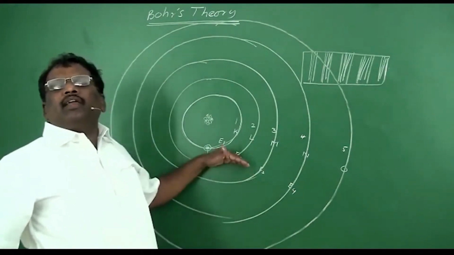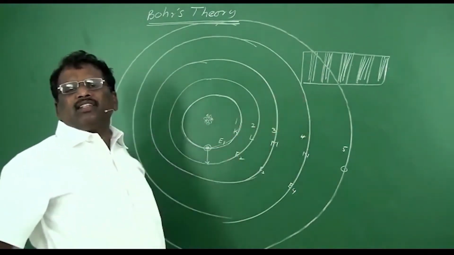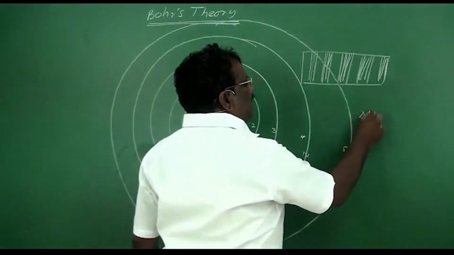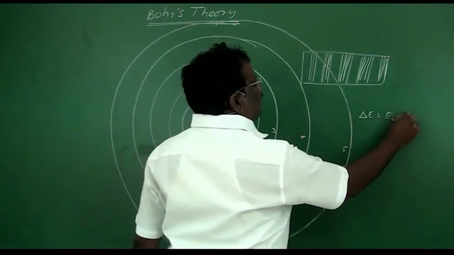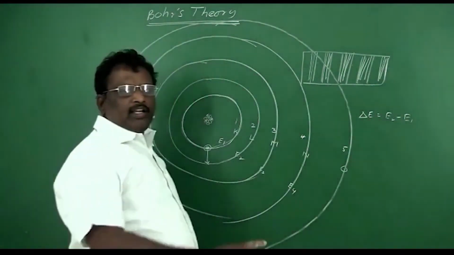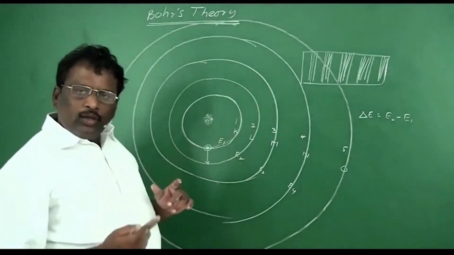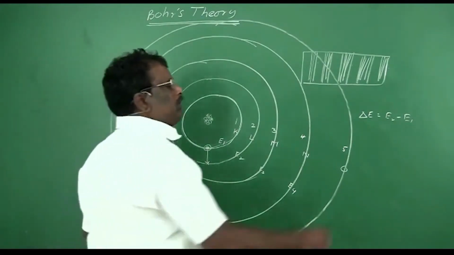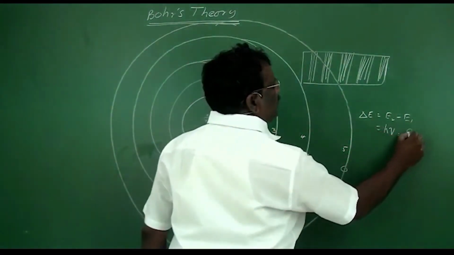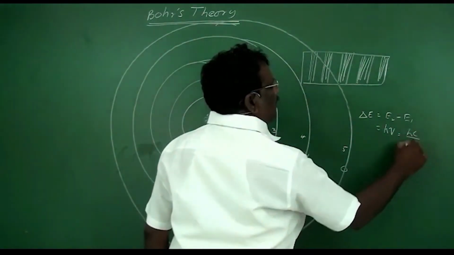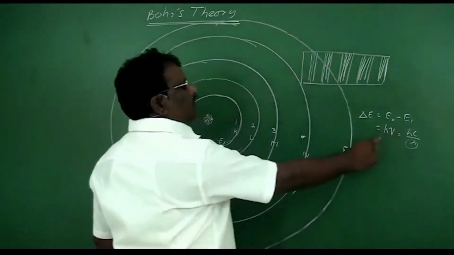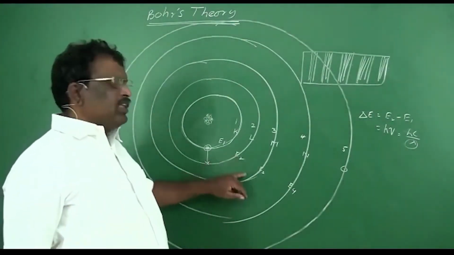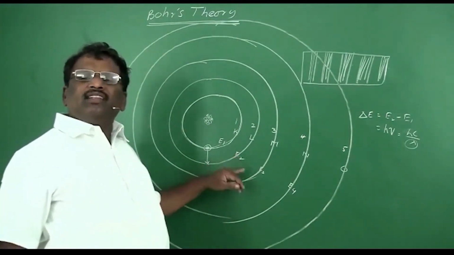When they come down to the ground level, they emit energy. That energy is delta E, and this delta E is equal to E2 minus E1, that is, the energy of the higher energy level minus the lower energy level between which the transition takes place. That is equal to h nu, which is equal to hc by lambda. So the wavelength or the frequency of light radiation will depend upon the difference in the energy of these energy levels.